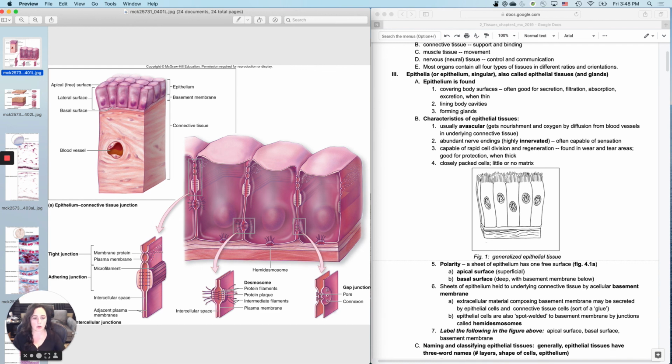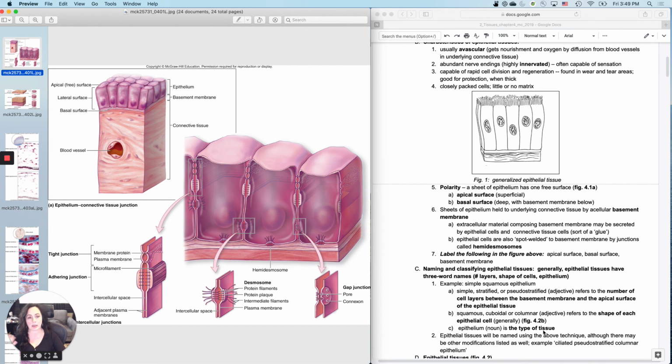Okay, so the next thing that we will do in the next video is to talk about how we are going to name and identify epithelial tissue. So we'll do that in the next one.